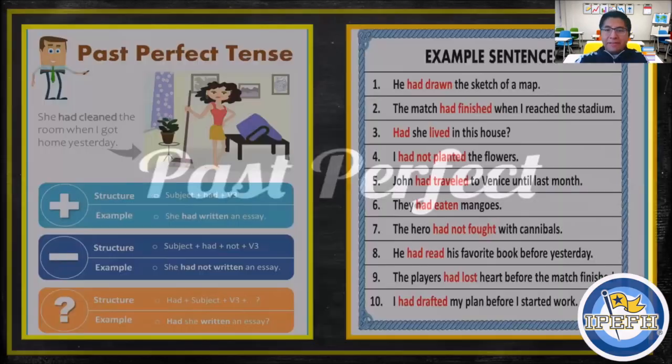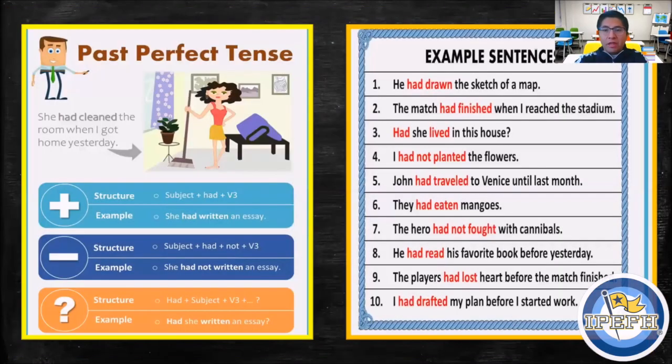Well, the past perfect tense is used, as you already know, to express that an action occurred before another one in the past. So, in this case, we have this example: She had cleaned the room when I got home yesterday. As I repeat, this is to express that an action occurred before another one in the past.